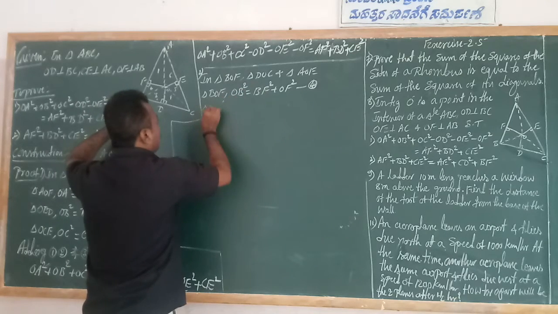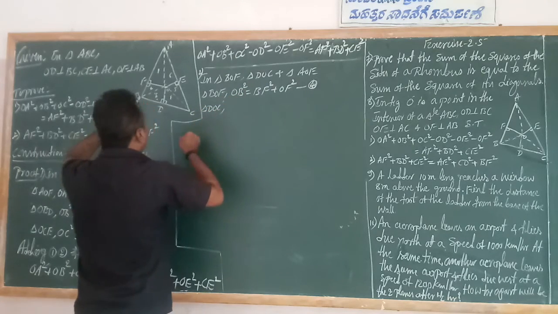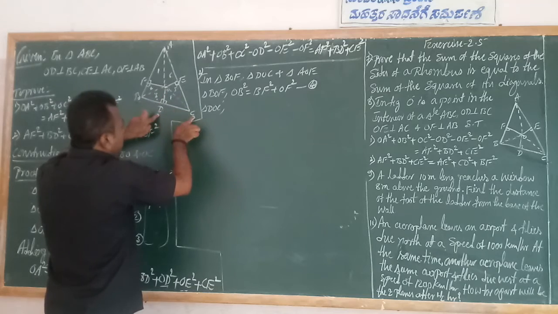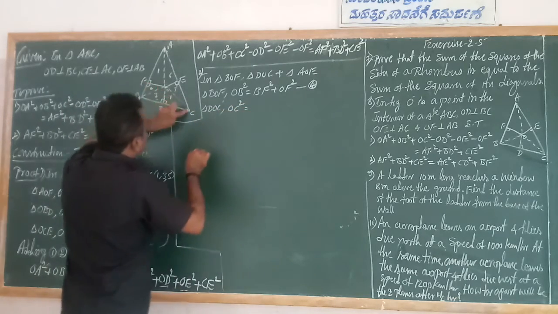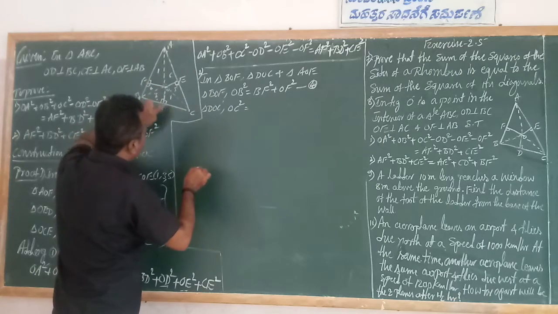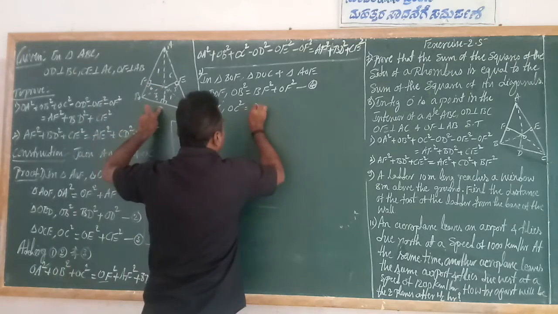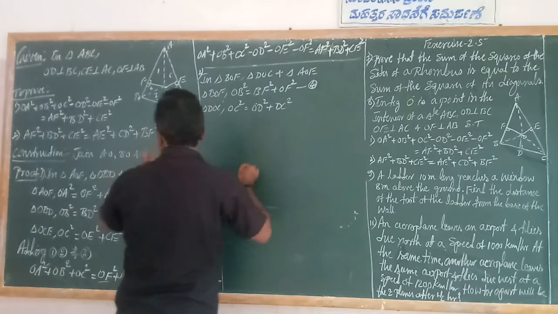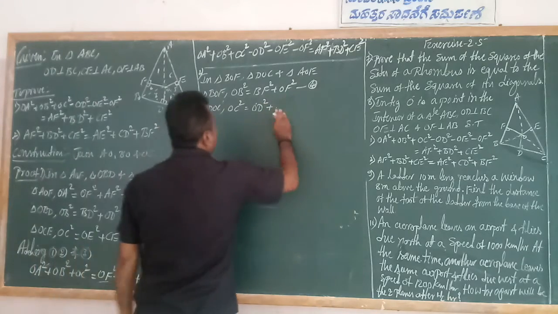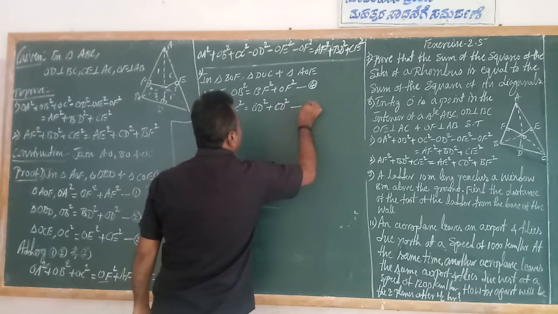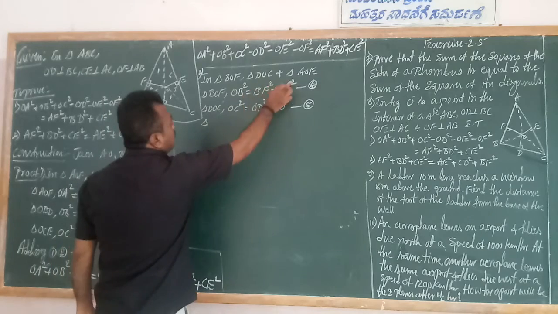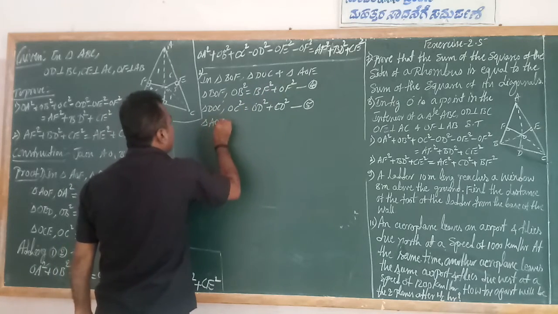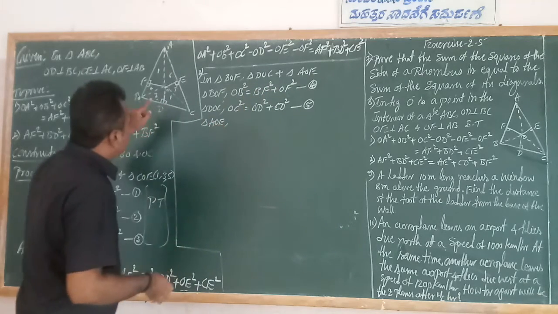Next triangle, BOC. In that, OC square is equal to OD square plus DC square, or CD square, both are same. You should write it as equation number 5. Next, in triangle AOE, so what is that?